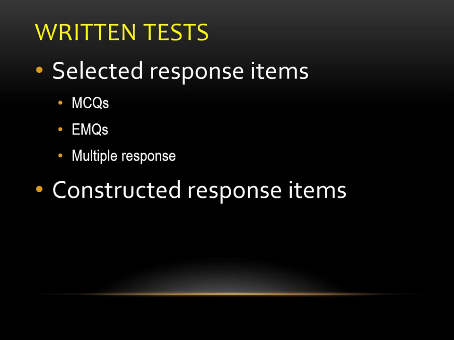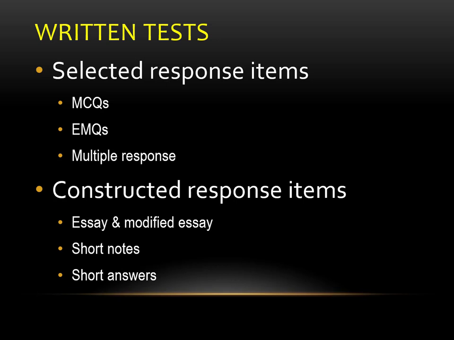The second type is called the constructed response items. And in these items, there is a question, and based on that question, the student or the candidate is expected to construct a response. And this is why they are called the constructed response items. And they include the essays and modified essays, and the short notes or short answer questions. And these are various types to be described later on. So there is a short notes, a short type of essay, and then we have the short answers question. The examiner asks a question and expects a series of short answers.